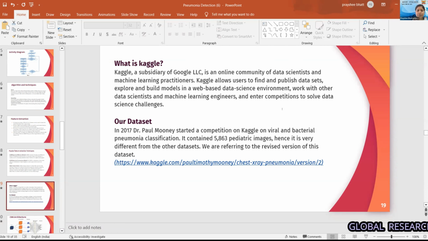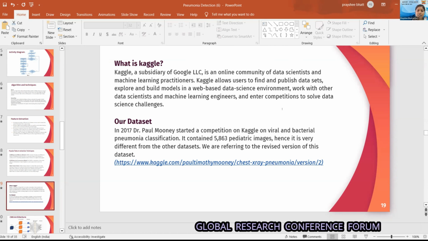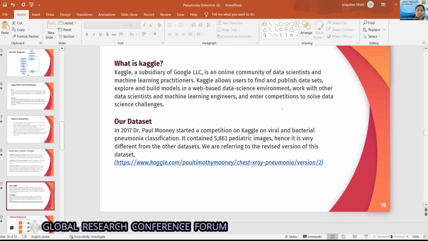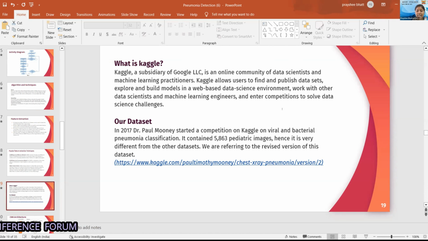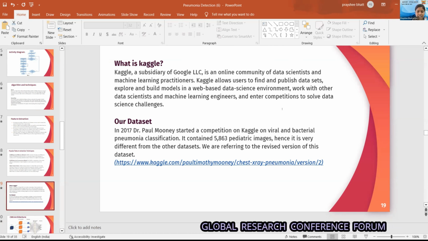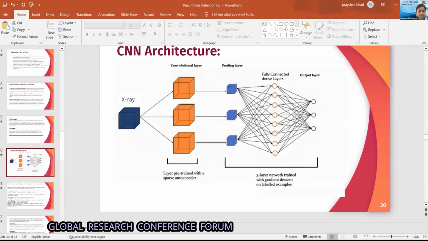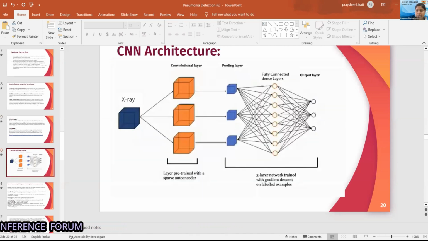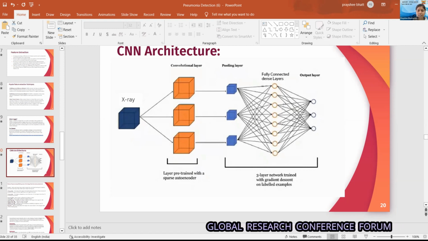Paul Mooney started a competition on Kaggle on viral and bacterial pneumonia classification. It consisted of 5,863 pediatric images, which is different from the other data set. So we are using the revised version of that particular data set. Basically, this is a CNN architecture which we are using in our project.